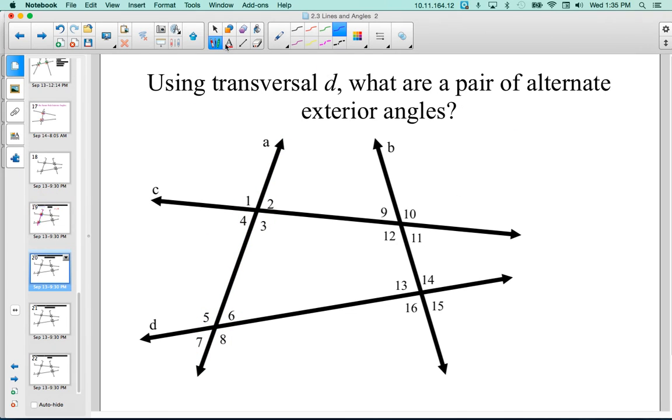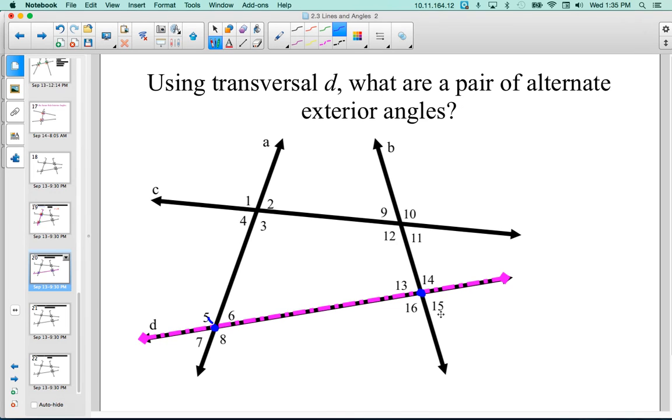Using transversal D, what are a pair of alternate exterior angles? So D is here, and my intersection points are located here and here. Alternate exterior. So we need to identify the exterior angles first. Well, if this is the transversal, 6, 8, 13, and 16 are inside. They're interior angles. So the exterior are going to be 5, 7, 14, and 15.